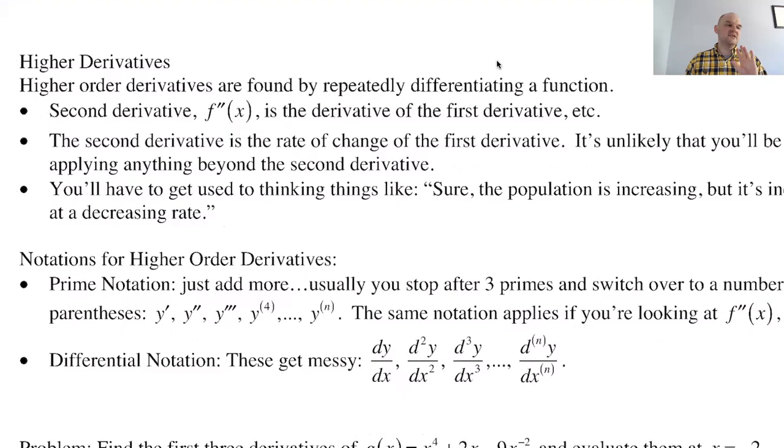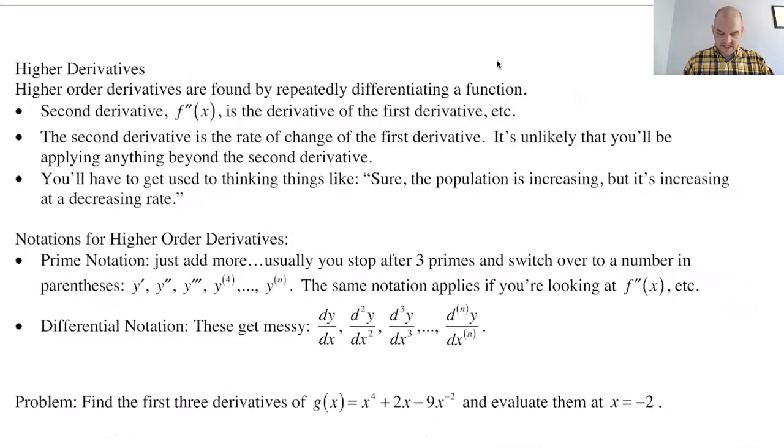So you can use the second derivative to decide if the first derivative is increasing or decreasing. If the first derivative is increasing, the second derivative must be positive. Both of those mean that the original function is concave up. If the first derivative is decreasing, the second derivative is negative. Both of those mean that the original function is concave down. Concave up means the tangent line is below the curve. Concave down means that the tangent line is above the curve.